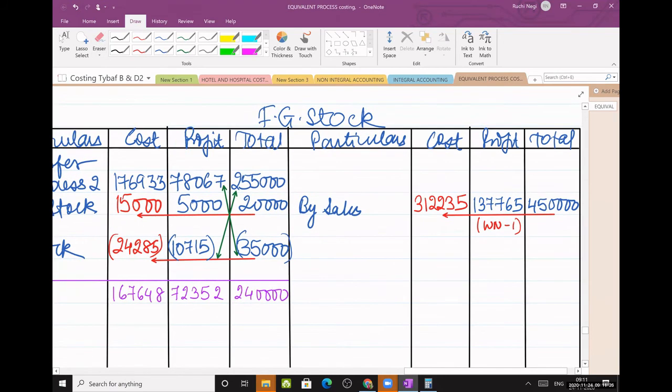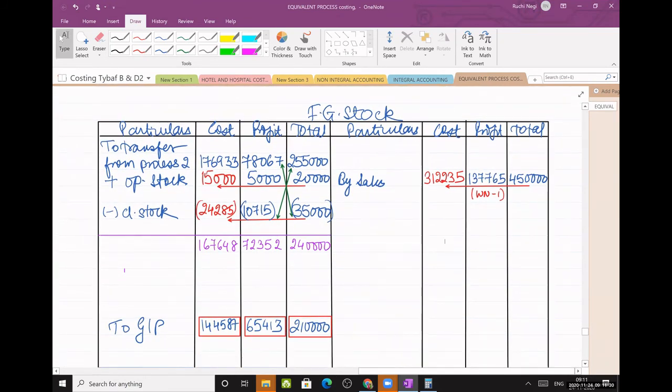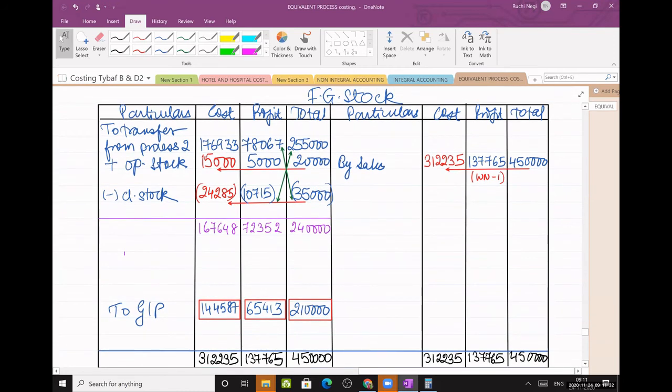Okay, so I hope this part is clear to everyone. Sales, close the ledger, up to gross profit. Now close the ledger and the balance sheet will go as gross profit. Is it clear to everyone till here? Did you understand?